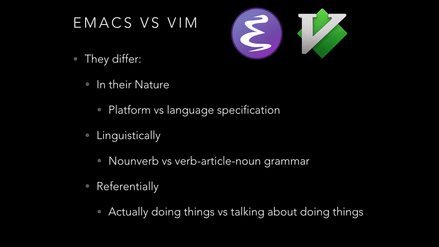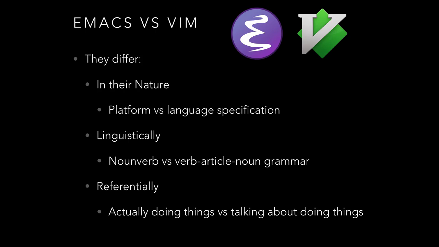But actually, Emacs and Vim are fairly different. They differ in at least three ways. First of all, they differ in their nature. One is primarily a platform, that is Emacs. And one is primarily a language specification, which is Vim.